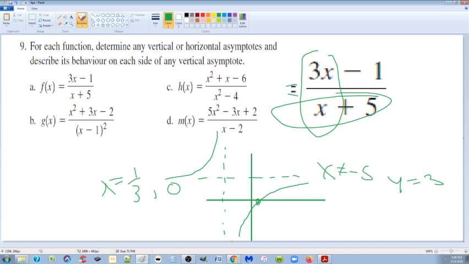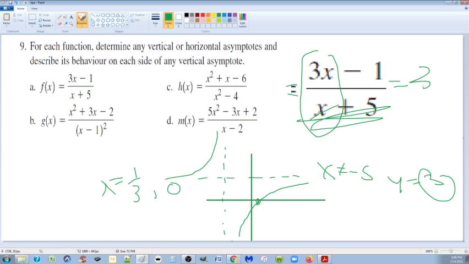Because it's a very simple one, I don't have to test near the asymptotes to tell you that. My only next question is, does it ever cross this 3? So does the top ever equal to 3x plus 15? I can see right away the 3x's are going to cancel out, and I'm left with 16 is equal to 0. So that means it never crosses the horizontal asymptote, which usually doesn't for the simple ones. You usually can't ever find a situation where it can cross.